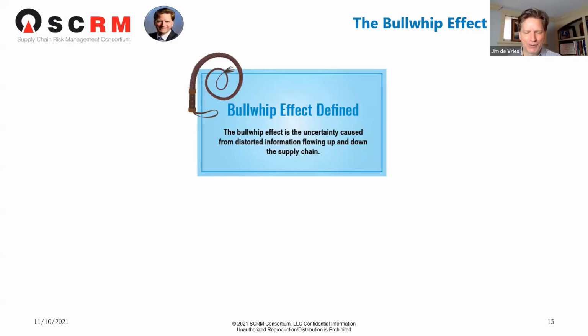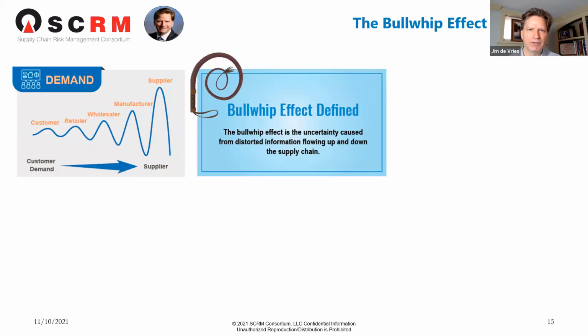The bullwhip effect, of course, is defined as the uncertainty caused from distorted information flowing up and down the supply chain. So on the left here, we have its effect from the demand perspective. The left side of the wavy line is the customer. And a small change in the amplitude of that demand can manifest itself into a large disruption back through the supply chain. So that's the demand side.